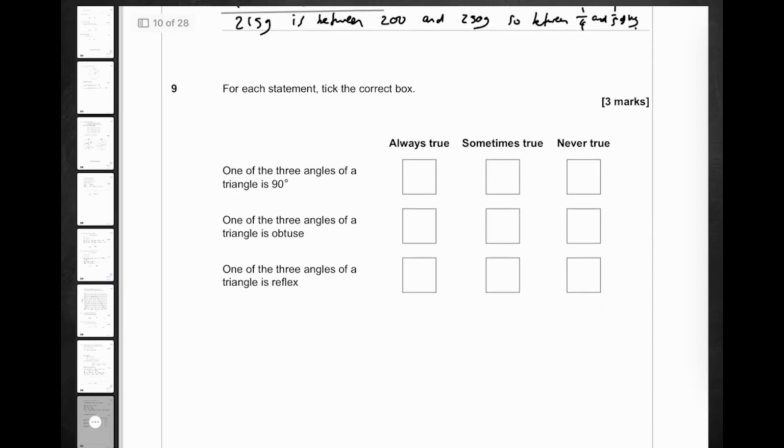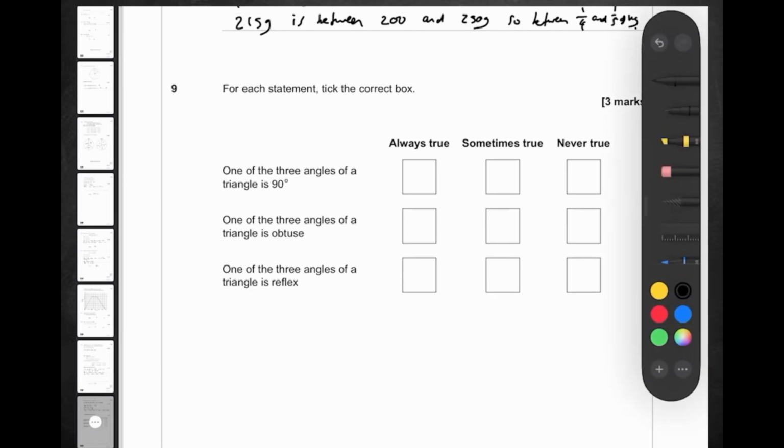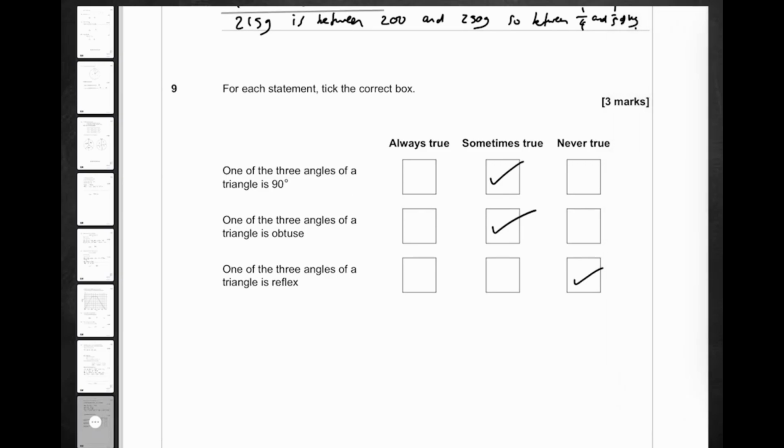Question 9. For each statement, tick the correct box. One of the 3 angles of a triangle is 90 degrees. Only in a right-angled triangle, so sometimes true. One of the three angles of a triangle is obtuse. Can happen, that'll be between 90 and 180 degrees. One of the three angles of a triangle is reflex. Never true, because the angles in a triangle add up to 180, and a reflex is an angle that is over 180 degrees.